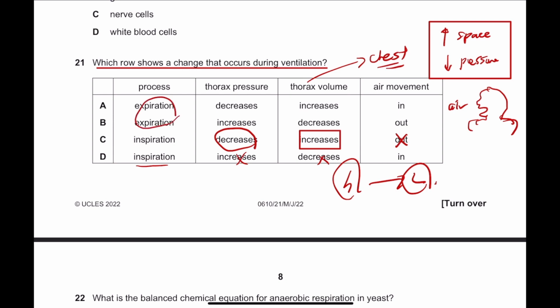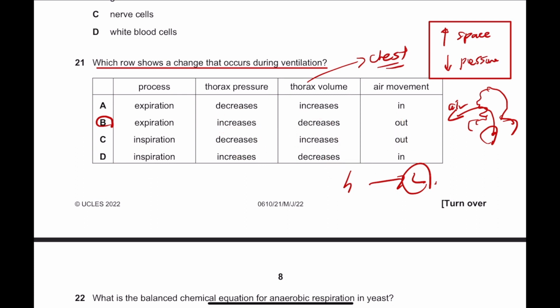So expiration is the other way around. By decreasing the volume, we increase the thorax pressure, the chest pressure. So the air moves from the chest to the outside, because the pressure of the air is relatively lower outside the body than inside the body. Hence the answer for 21 is B. Okay?